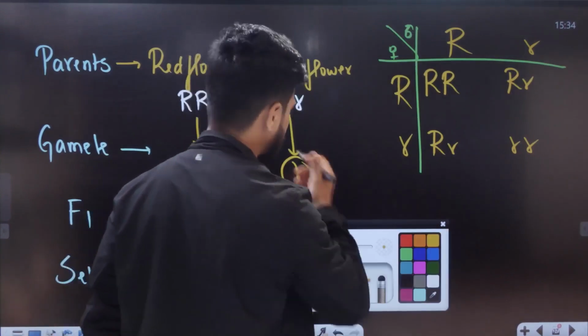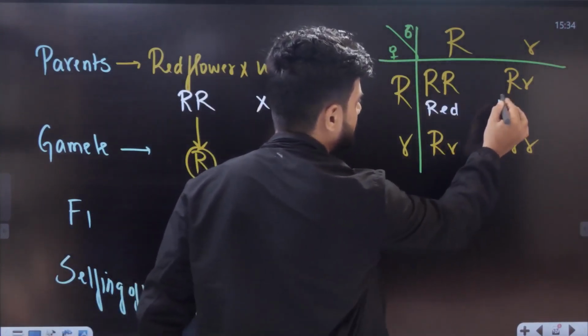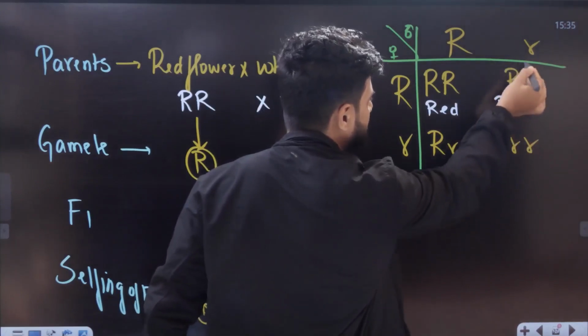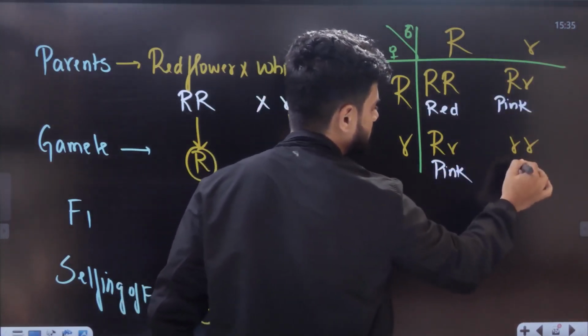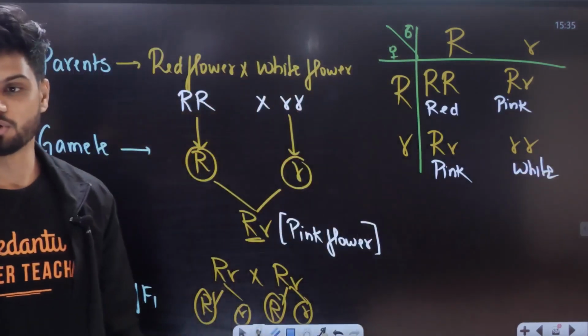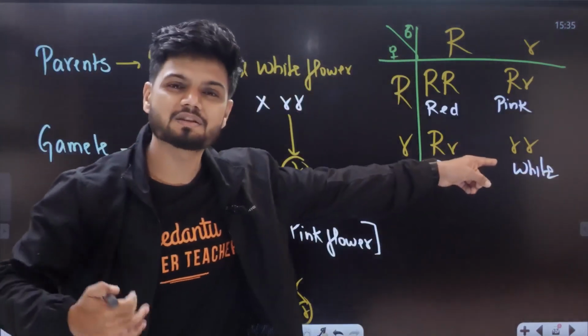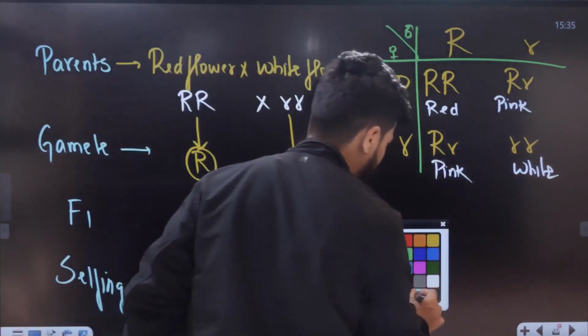Now understand, students. This is going to be completely red. This is going to be pink. Why? Because this is incompletely dominant over the other one. This also is going to be pink. And this is going to be completely white, because it is completely recessive in nature.